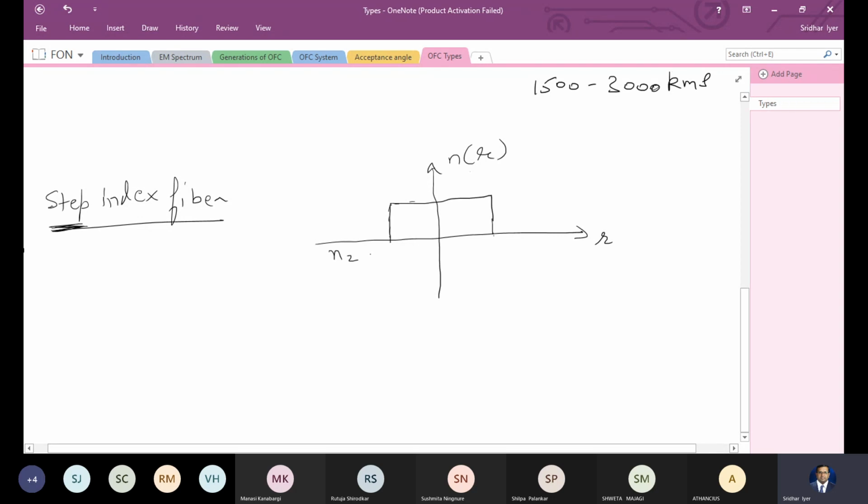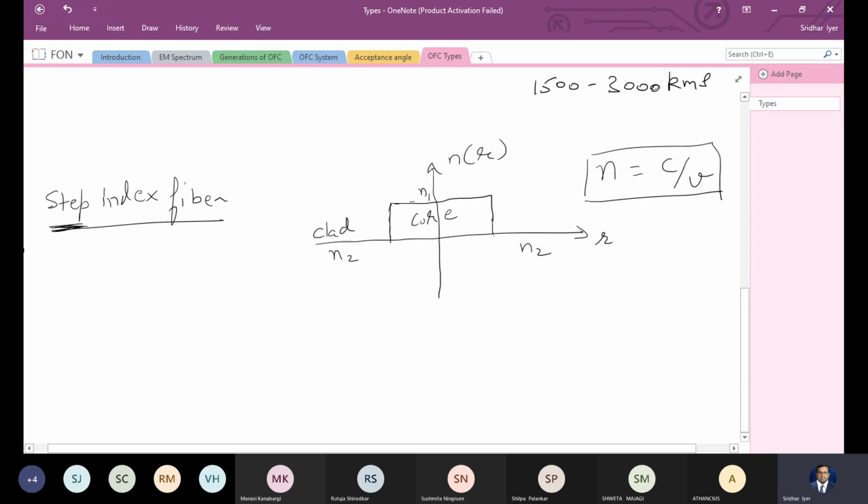So the environment here is N2, the environment here is N1, that is the refractive index, and then there is N2. So there is a change in the refractive index whenever you move from the cladding to the core, right? Please remember, refractive index is C by V.